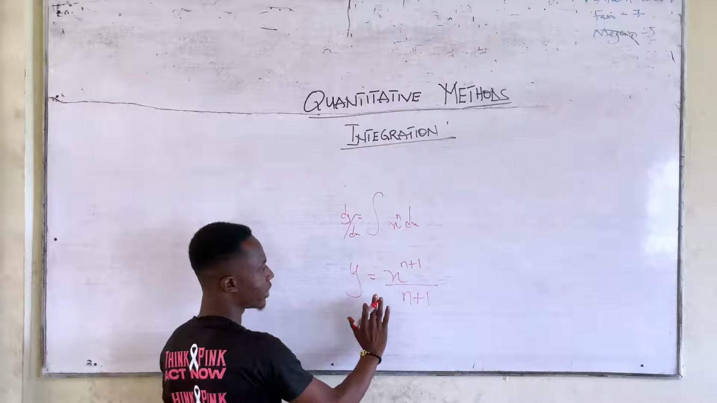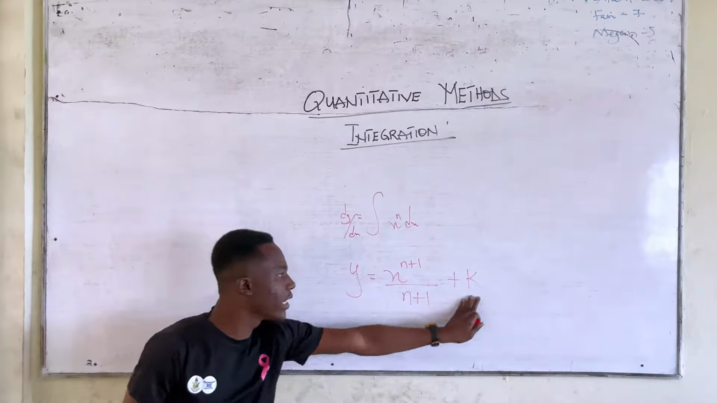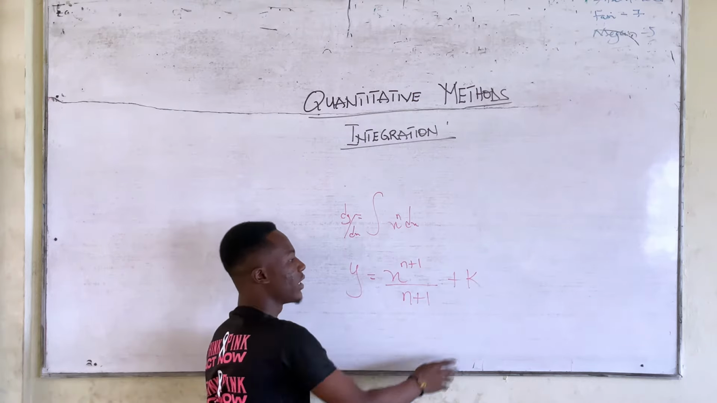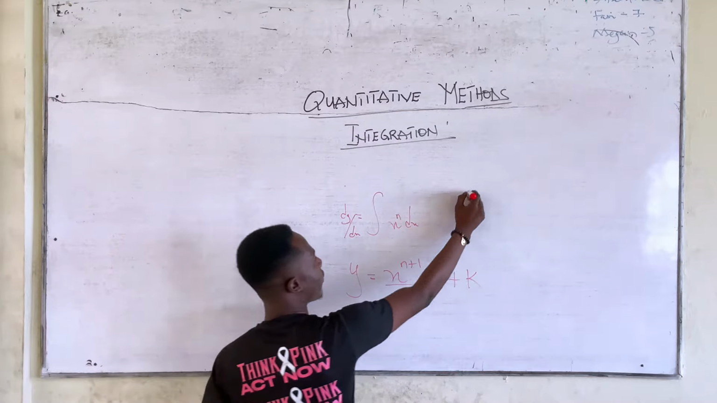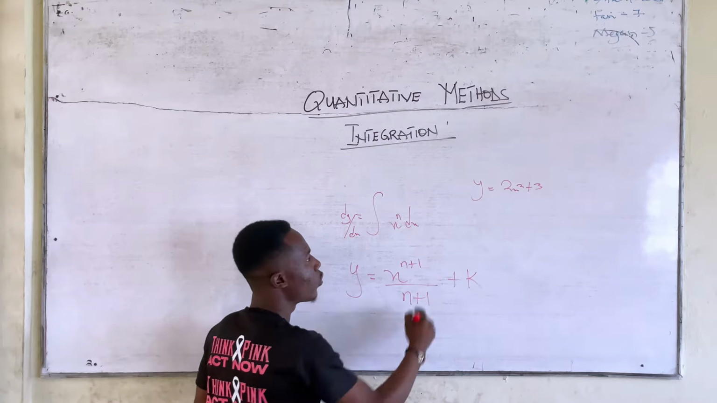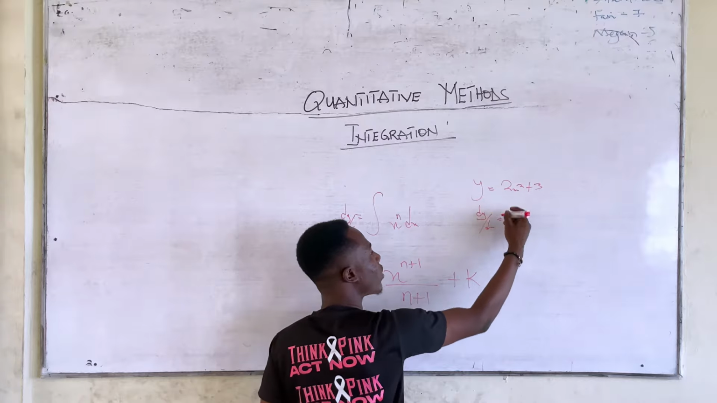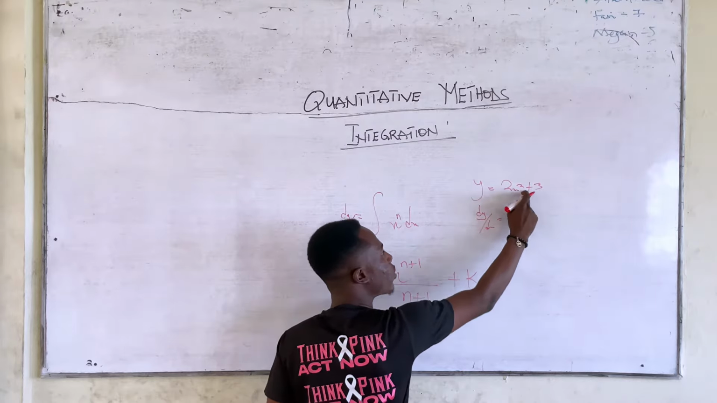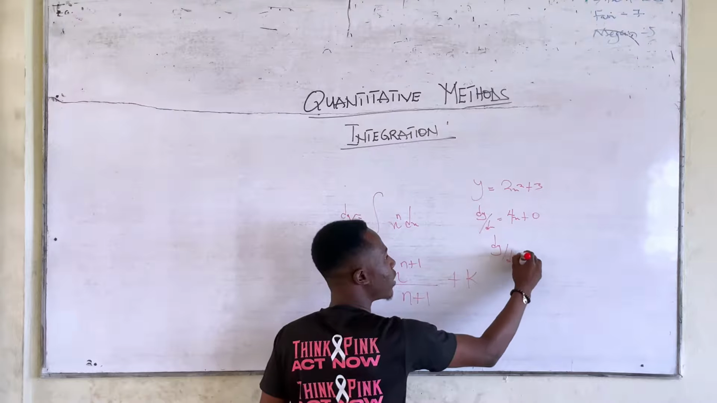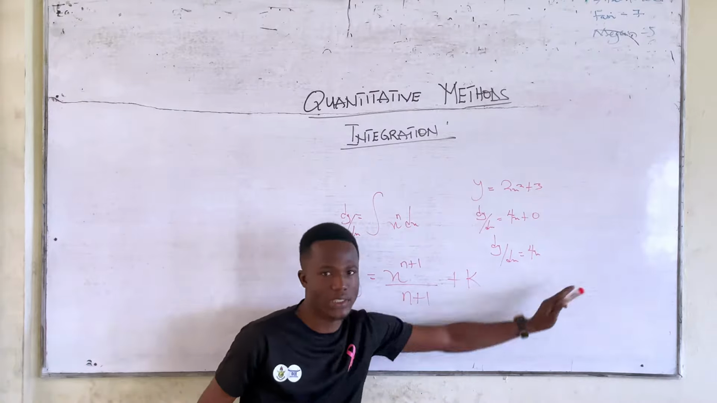Because it is integration, you always have to introduce a constant value, that is k. This k can take any number. Sometimes when you are integrating, for example, you have y equals 2x squared plus 3. When you are differentiating it, you write dy dx equal to 4x plus, because the constant term becomes 0. So your differentiation becomes 4x without the constant term.